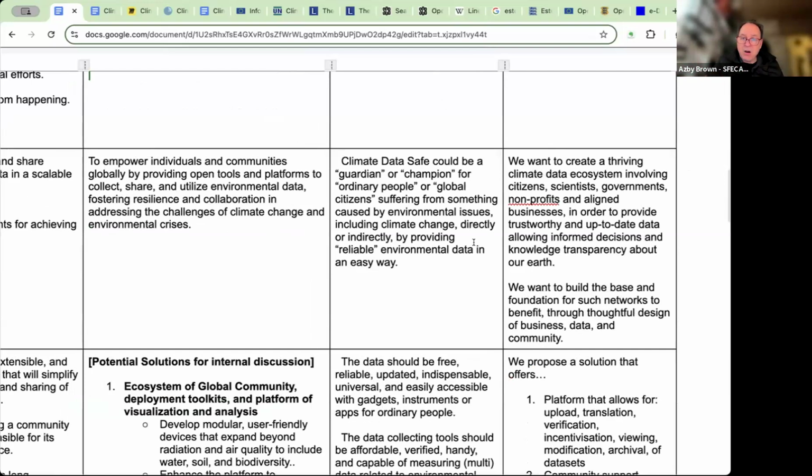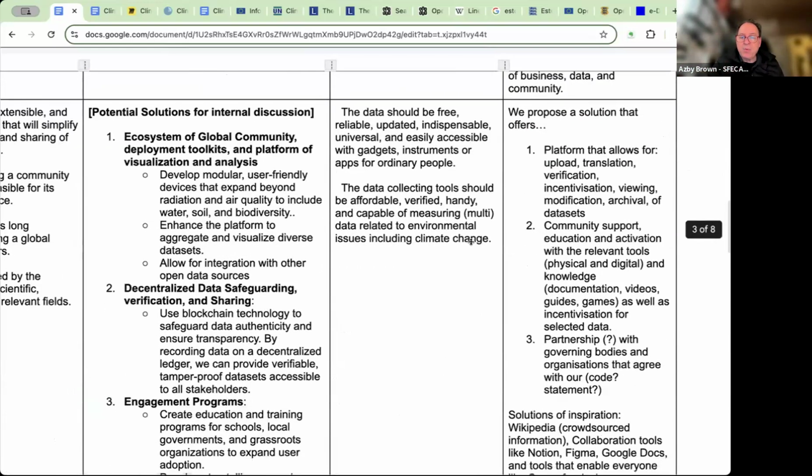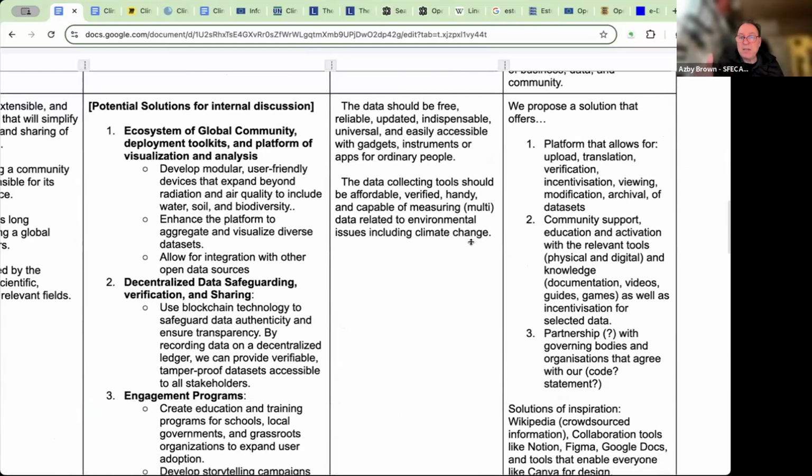Climate data safe could be a guardian or champion for ordinary people or global citizens suffering from something caused by environmental issues, including climate change, directly or indirectly, by providing reliable environmental data in an easy way. The point that data should be free, reliable, updated, indispensable, universally, and easily accessible with gadgets, instruments, or apps for ordinary people. This is very, very good.